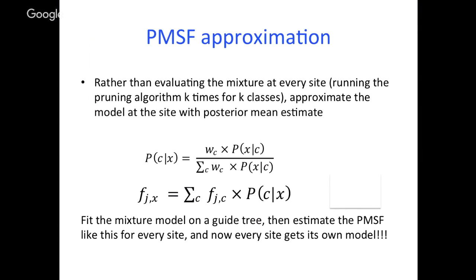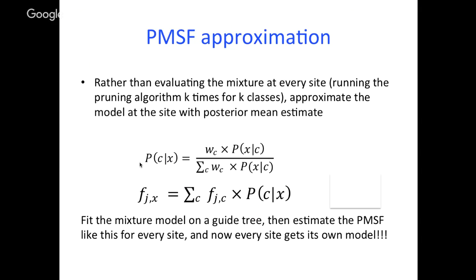With the mixture model, we're going to evaluate the mixture at every site, and basically we're going to be doing this to get the site likelihoods for each class. Okay, and so what we're doing here with the posterior mean frequency approximation is basically, like I said, empirical based. We try to find the posterior probability of a given class, given the data, using this empirical Bayes type equation. And then we have two choices.